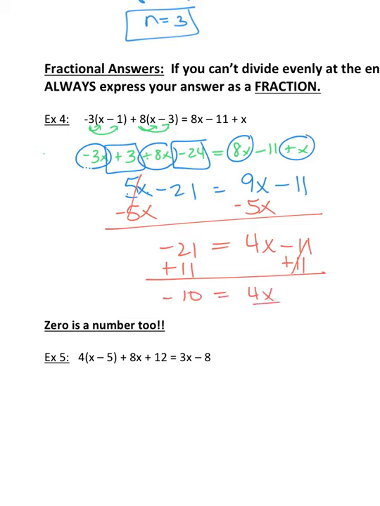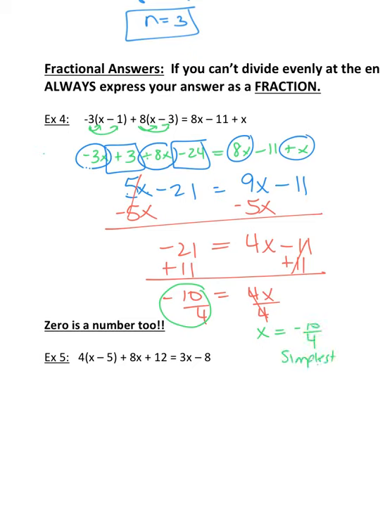And we divide by the number that's multiplying by x. And this is where you might feel like you're doing something wrong, because 4 doesn't go into 10 evenly, but you're not doing anything wrong. This fraction is your answer, okay? Please do not use a calculator. Just copy the fraction, negative 10 over 4, and then reduce it to simplest form.